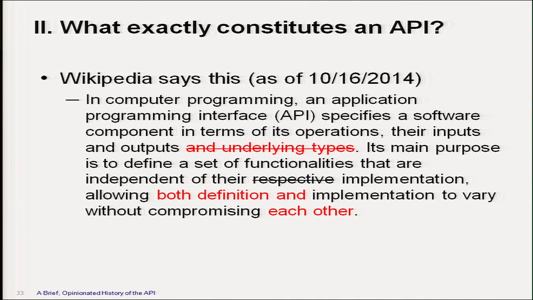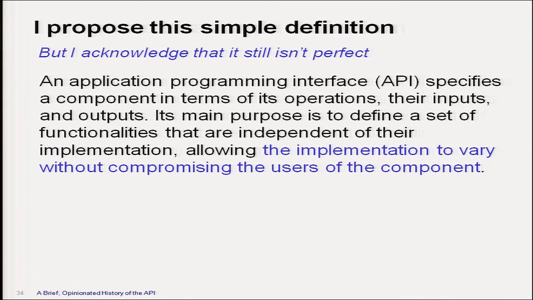So this is broken. Here's my attempt to sort of minimally fix their definition. I don't claim that my definition is perfect, but I think it's a decent working definition. An application programming interface, or API, specifies a component in terms of its operations, their inputs and outputs. Its main purpose is to define a set of functionalities that are independent of their implementation, allowing the implementation to vary without compromising the users of the component. Changes in blue. So there you have it.